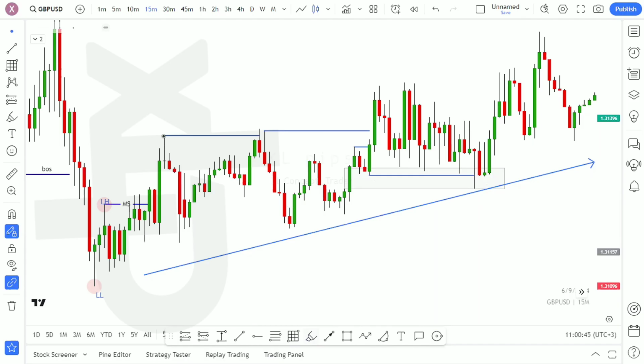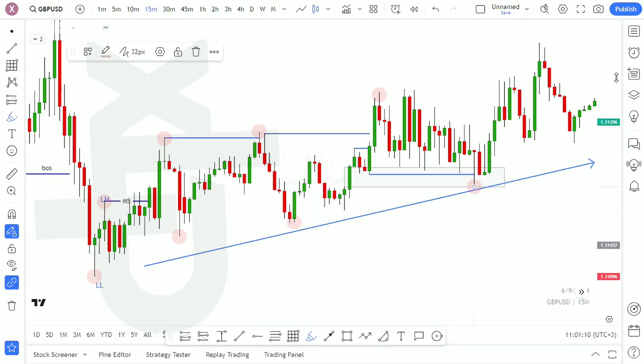Now, what happened? Price pushed up to this level, this high here, and formed a high. Okay, so this high, and then what happened? Price moved down a little bit and formed this higher low, and again we had this higher low, and this is the higher low, and then again we had that high.